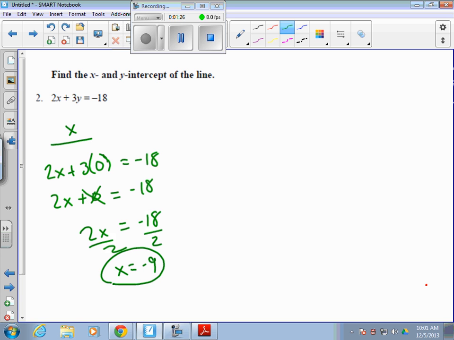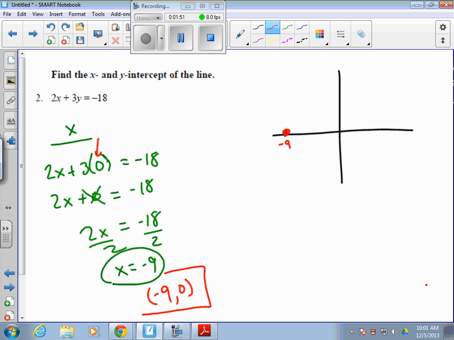The x-intercept is where it's going to cross through the x-axis. So that means it's going to cross at negative 9, at this point here. So that point is not just negative 9, but it's x comma y. You know x's value, it's negative 9, comma, y's value we plugged in, 0. So that's the x-intercept, negative 9, 0.